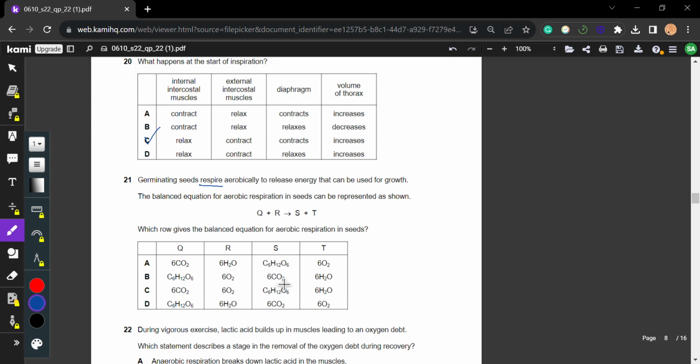Now, let's look at this. C6H12O6 plus 6O2 gives 6CO2 plus 6H2O. Now, it does not produce, we don't use water in respiration. We use oxygen and glucose. So, the correct option is B.